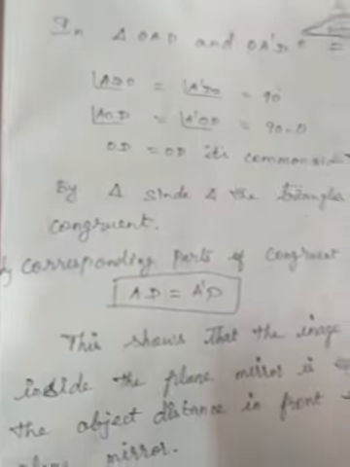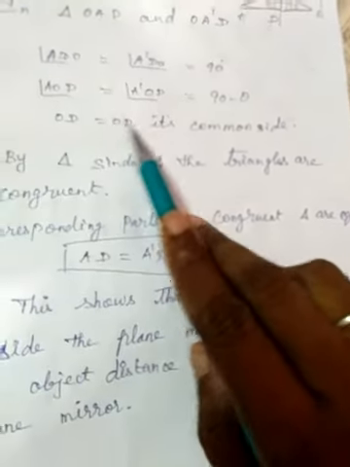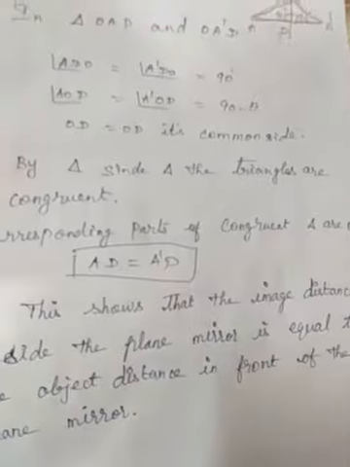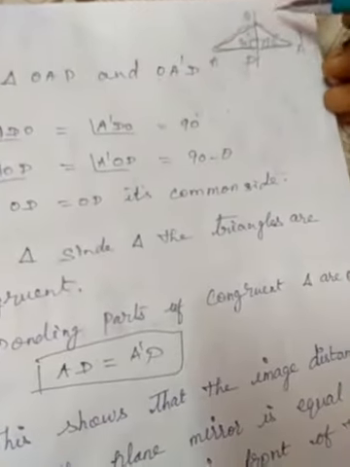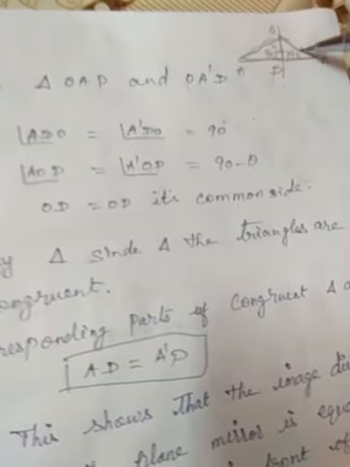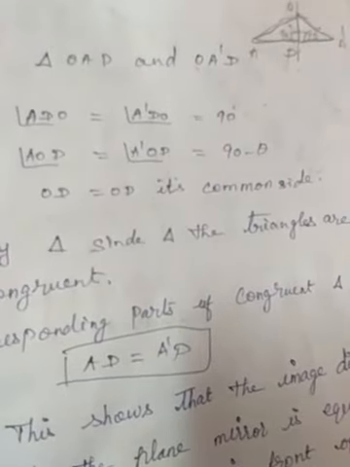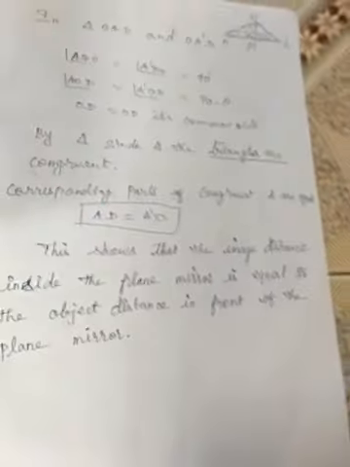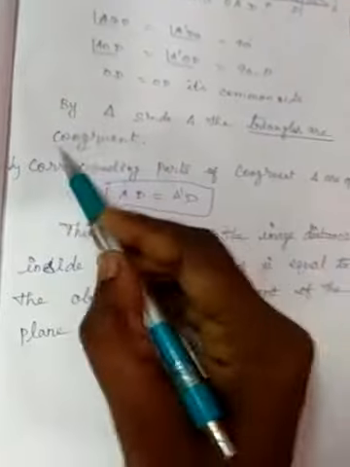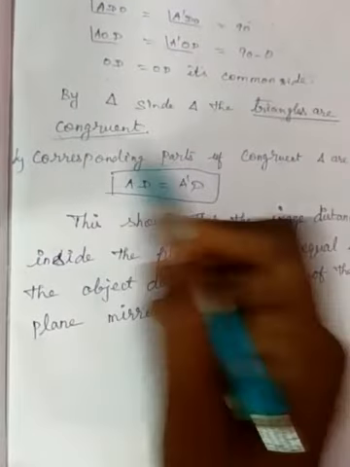So that's why we have to prove it. OD equals OD: it is a common side. Yes, right? This side OD is a common side, with a 90 degree angle here and a 90 degree angle here. So we call it the common side. Okay, so these triangles are congruent.